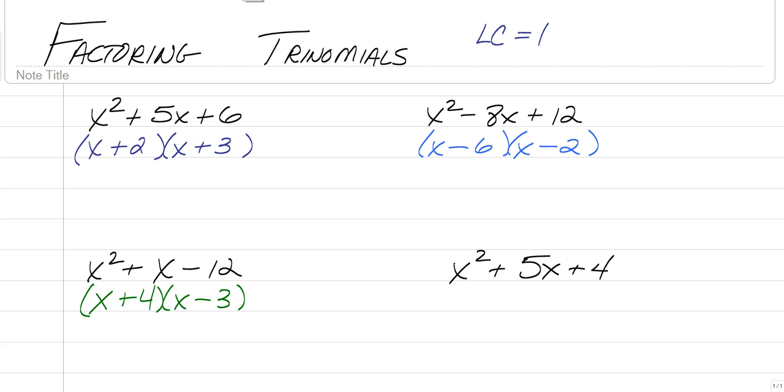For the second example, you need to think of two numbers that multiply to 4 but add to 5. And that should have been very simple. x plus 4 and x plus 1, because 4 times 1 is 4, but 4 plus 1 is 5.